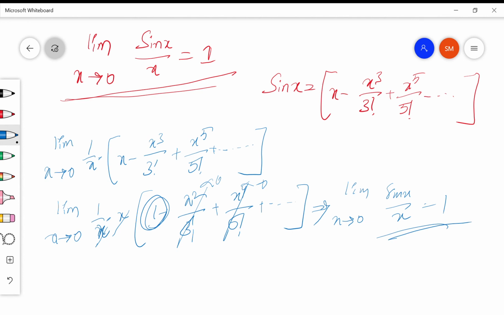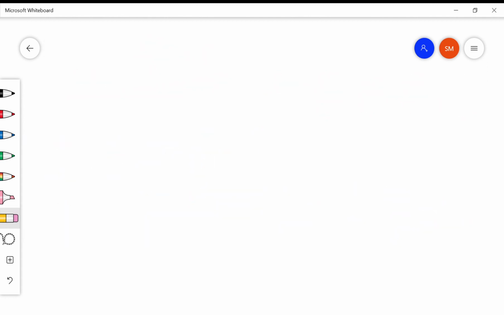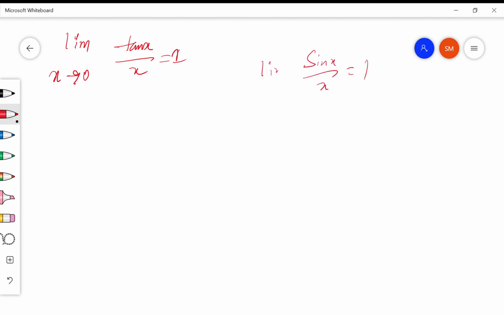Similarly, tan x also has its own series, but we don't use it. We use a different method to solve this, which is very simple. I'll show you. Limit x tends to 0, tan x by x equals 1. We already know sin x by x equals 1 when limit x tends to 0, right? So try to convert tan x into sin x. You know tan x is equal to sin x by cos x.